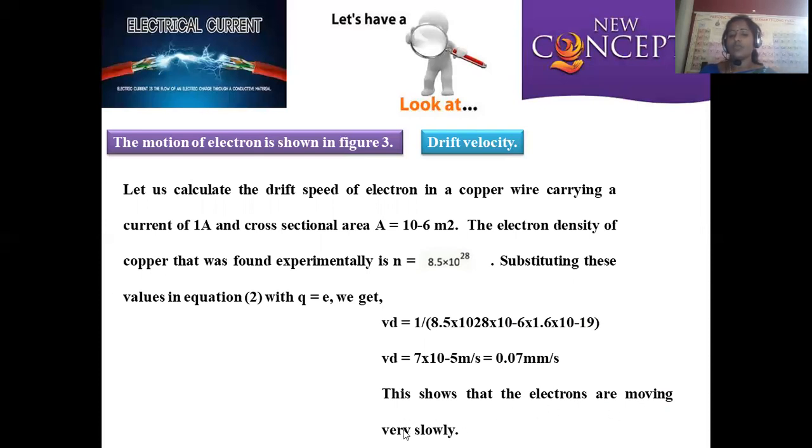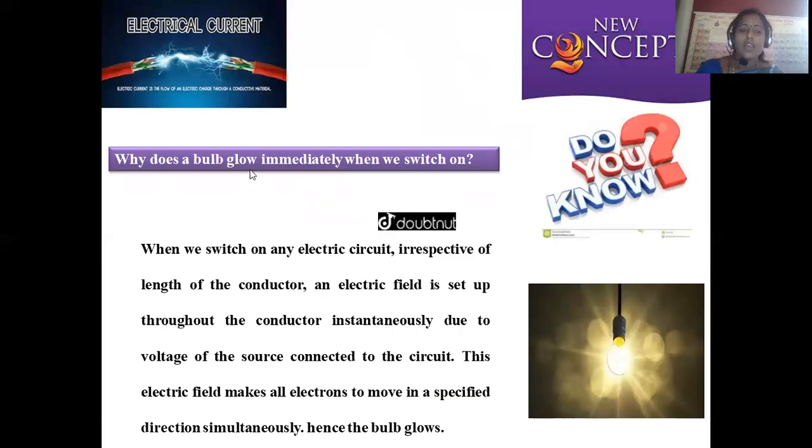This shows that electrons are moving very slowly. Movement of electrons is not very fast. Now we have a question time. Why does the bulb glow immediately when we switch on? Whatever the distance may be, even at a distance of 1 kilometer, if we switch on here, immediate bulb glowing or illumination is possible.